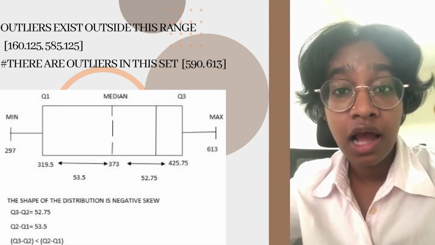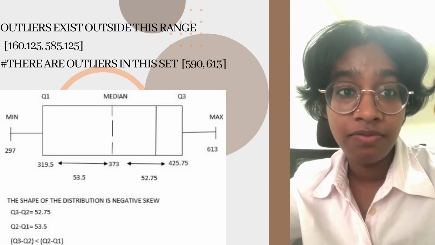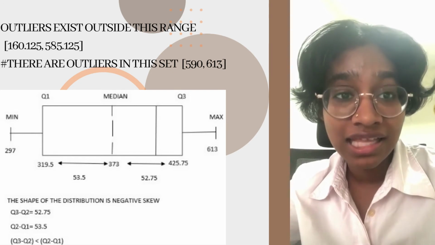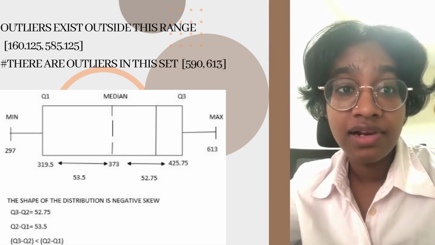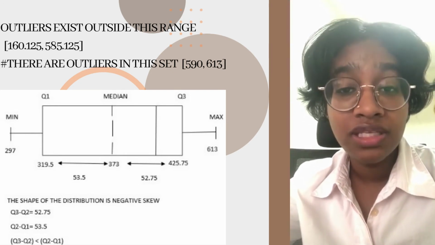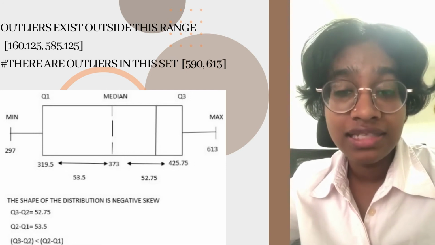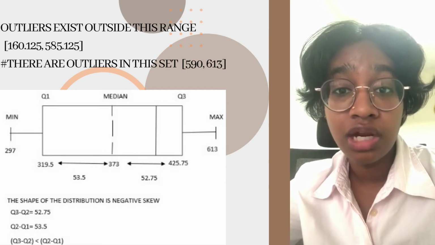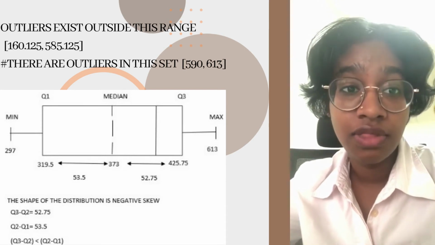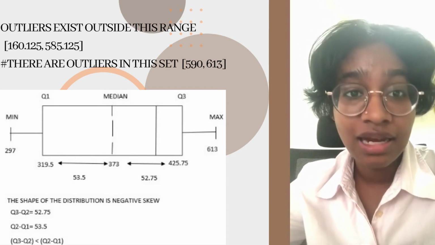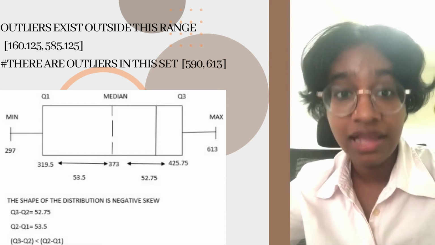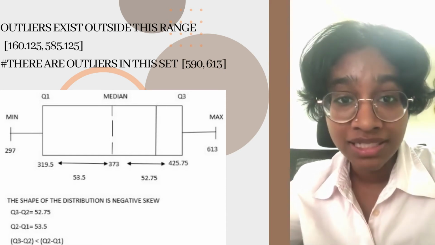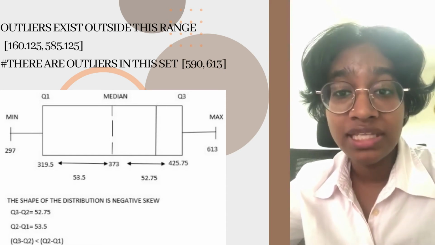First I will explain how we got our minimum and maximum value. We have to arrange the data set in ascending order. From there we get our minimum and maximum value, which are 297 and 613. Next, as shown in the slides, I followed formulas to get the 25th, 50th and 75th percentile, which are 319.5 for the 25th percentile, 373 for the 50th percentile and 425.75 for the 75th percentile.